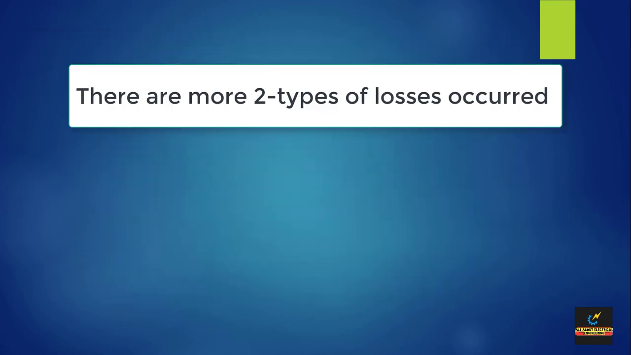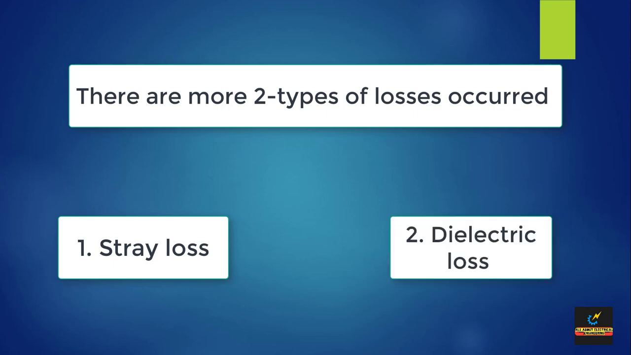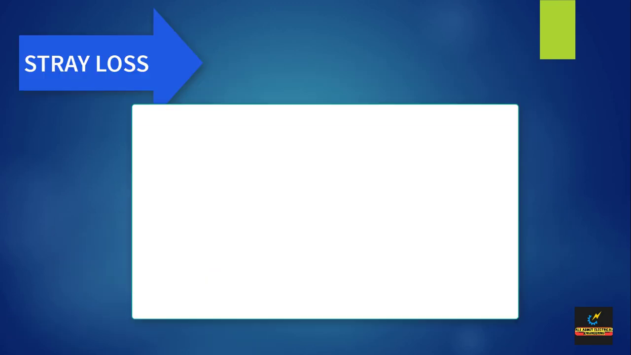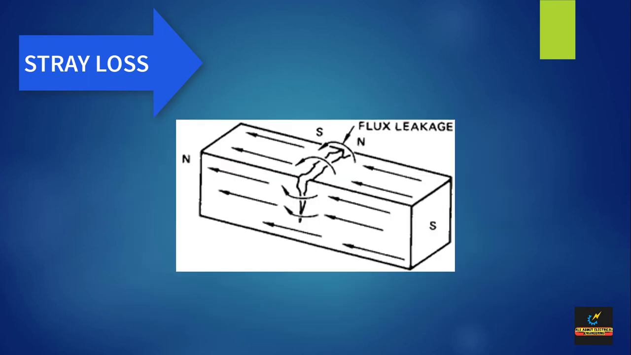In a transformer, there are two more types of losses, which are not so important. First, stray loss and second, dielectric loss. So now let us briefly discuss stray loss and dielectric loss. Stray loss occurs due to the presence of leakage field. The percentage of these losses is very small compared to the iron and copper loss. So this can be neglected.